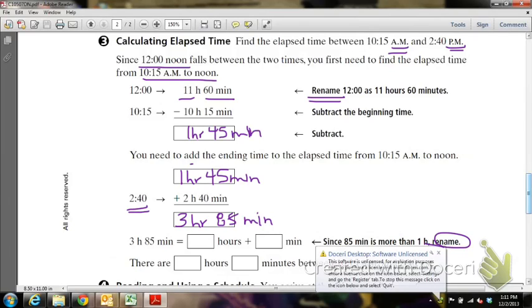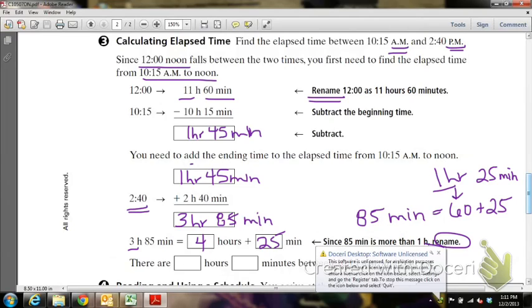85 minutes, let's do that over here, they didn't really leave space. 85 minutes is 60 plus 25. Remember, we use 60 because that's 1 hour. So that becomes 1 hour and 25 minutes. So 3 hours plus the 1 hour gives you 4 hours and 25 minutes. So there are 4 hours and 25 minutes between the two times. So pause the video and fill that in before moving on to the next part.